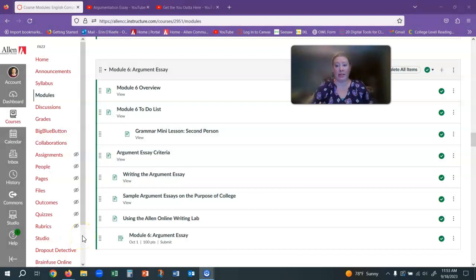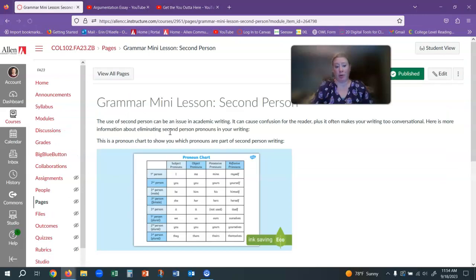I want to go through those and just kind of go over the essay to make sure that everyone is comfortable with it, maybe give you some tips for completing this assignment. So first off, I do have another mini lesson here that is grammar related. Probably the biggest issue that I see in student writing is the use of second person.